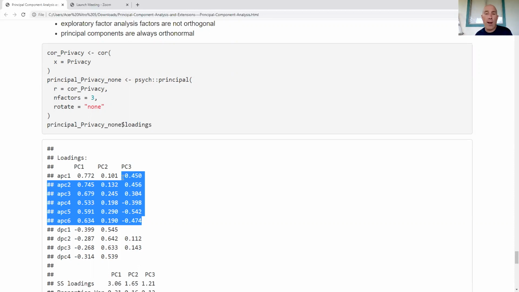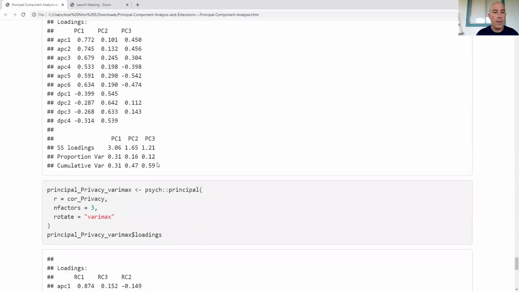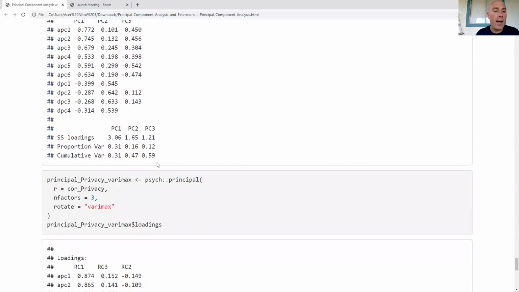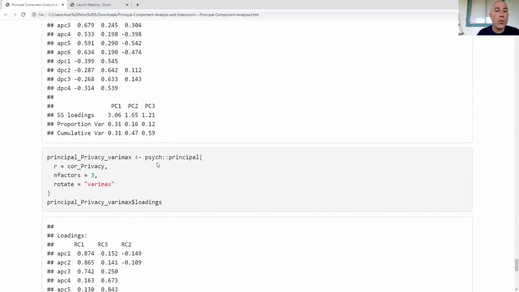When I do exploratory factor analysis, it's easier to interpret the loadings because it's designed that way. It's designed to make it easier for me. Now you'll notice that as I'm working through this, the proportion of variance that's accounted for will change, because exploratory factor analysis is not designed to pick up the maximum possible variance.